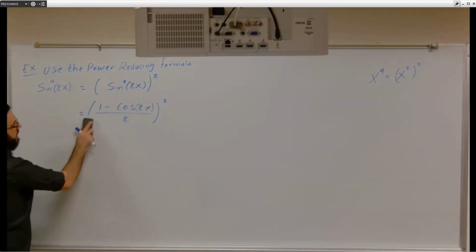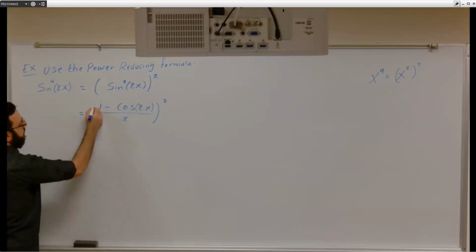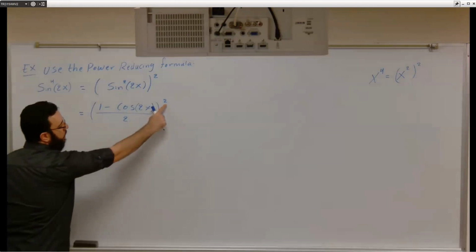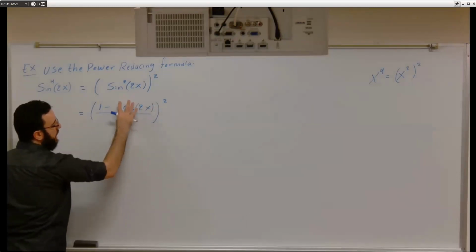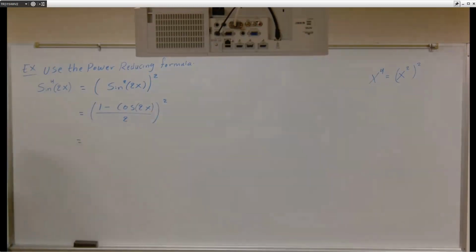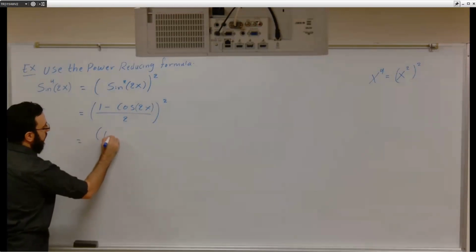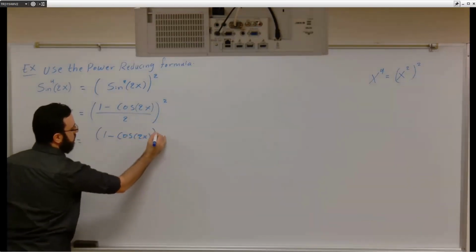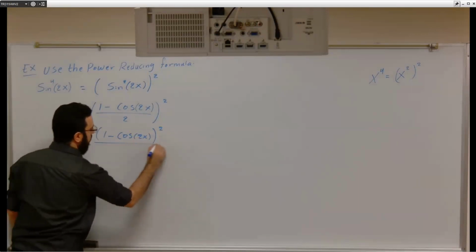Who can tell me what's the next step? What do I have to do? Can I take out the 2 to the power 4? Because the exponent is going to apply to the top and the bottom part. So 2 squared is going to be 4, right? So is that the same thing, 1 minus cosine 2x squared over 4?